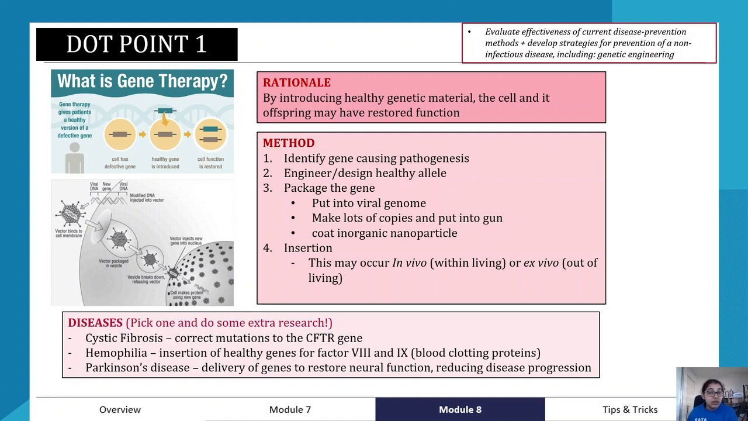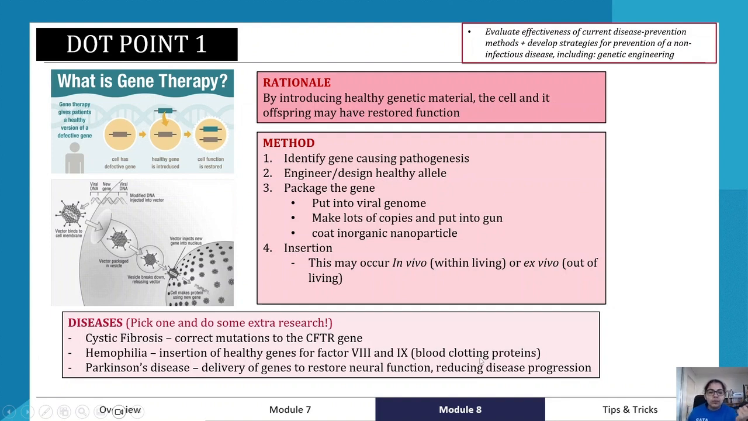And that can be done in vivo, within the living person, or ex vivo, out of the living, so we can take some cells out as well to try and do it. So you can pick one of these, like cystic fibrosis, hemophilia, and Parkinson's disease, and research that a bit more. We can correct the CFTR gene that causes cystic fibrosis, or rather, a mutation in it causes cystic fibrosis. Hemophilia involves insertion of a healthy gene for factor 8 and 9.